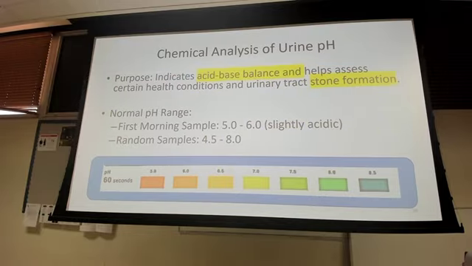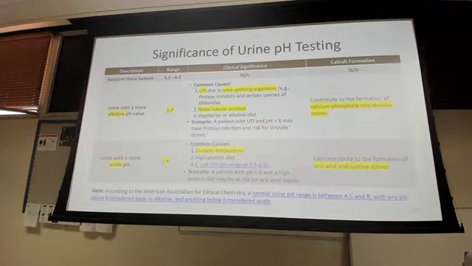All right, chemical analysis of urine pH. This indicates acid base and helps us assess certain health conditions in urinary tract stone formation. Okay, so just know that your first morning samples are gonna be slightly acidic, while your random samples are gonna be between 4.8 and 8.0, which is really the whole low to high, right?